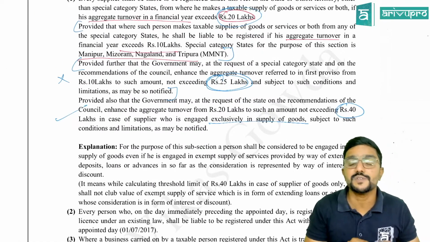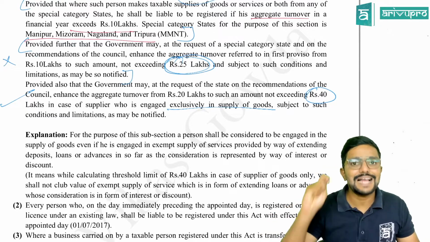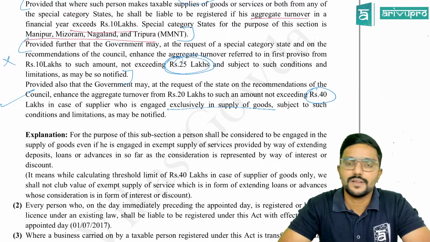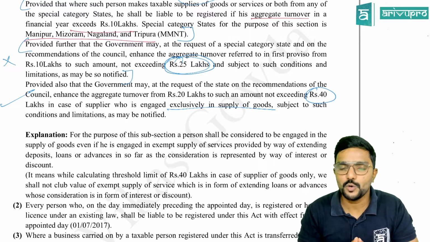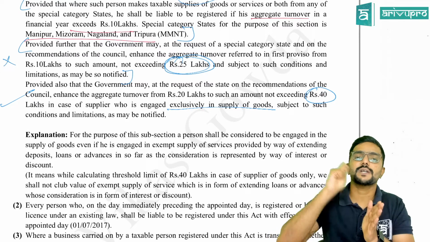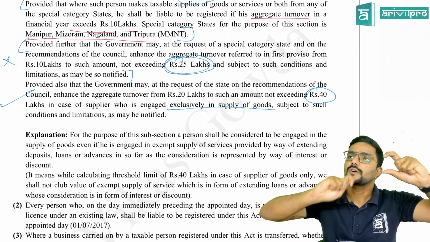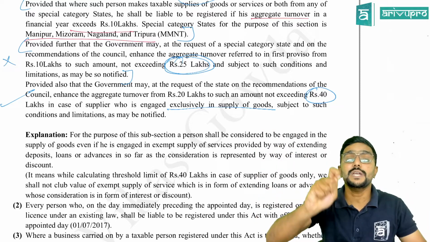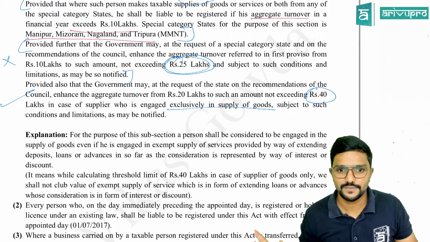And this proviso is important, guys. Why? Using this proviso, the government has made a notification. Clear? So this proviso, that is the third proviso to section 22(1), gave the power to the central government to increase the limit of 20 lakh for the normal states to 40 lakh only for the exclusive supplier of goods, not for others.